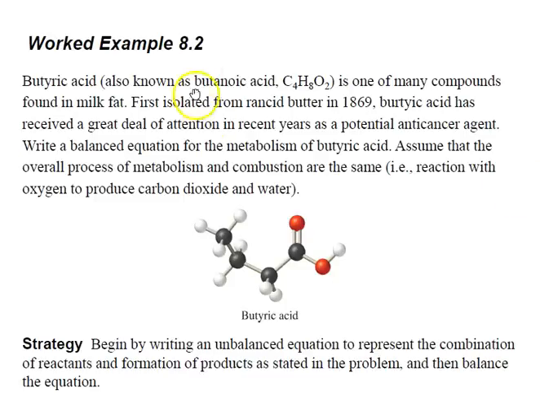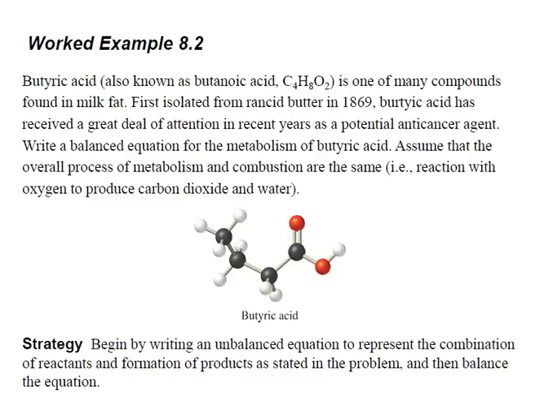Read this along with me. Butyric acid, which has another name of butanoic acid. The chemical formula is C4H8O2. It is one of many compounds found in milk fat. First isolated from rancid butter in 1869, butyric acid has received a great deal of attention in recent years as a potential anti-cancer agent. Write a balanced equation for the metabolism of butyric acid.